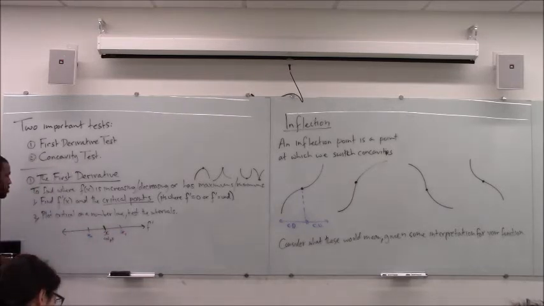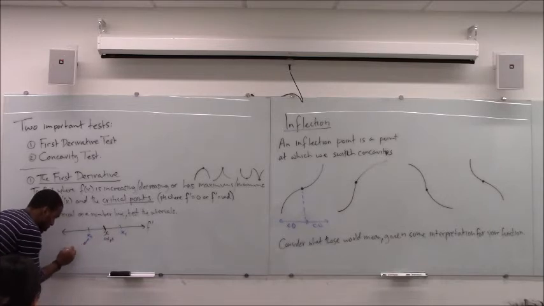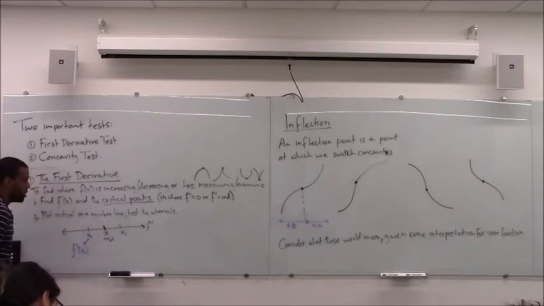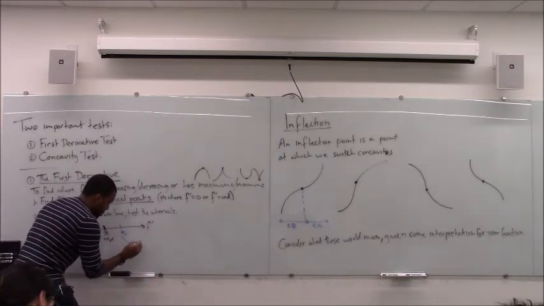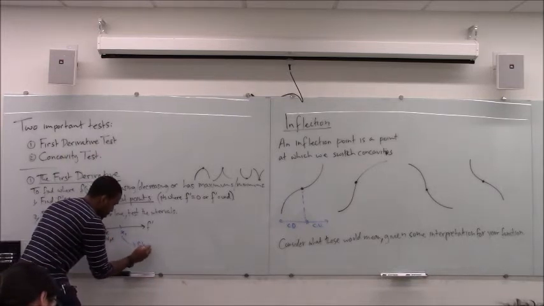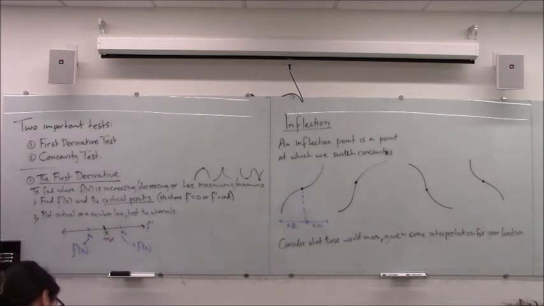And what you're going to do is plug these into the first derivative. You're going to find the first derivative of x0, and you're going to find the first derivative of x1. Right? So you find the derivative in general, figure out where it's 0 and undefined. Then you're going to figure out what the values are on either side of all of these points.